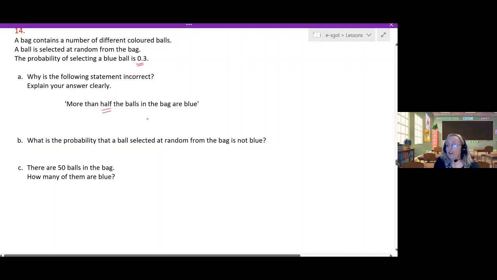Now, you might just look at it and go, well, 0.3 is less than a half. And that's true. And that is the reason that the statement is incorrect. But when we're asked to compare things, and in this case, we're asked to compare fractions with decimals, we need to change them all into the same thing. So normally, either decimals or percentages are the easiest. So 0.3, that's the same as 3/10, and that is the same as 30%. Whereas a half is 0.5 or it is 50%.